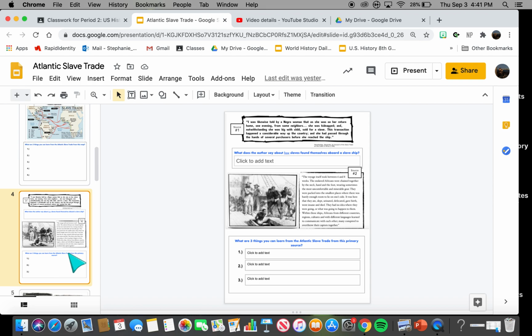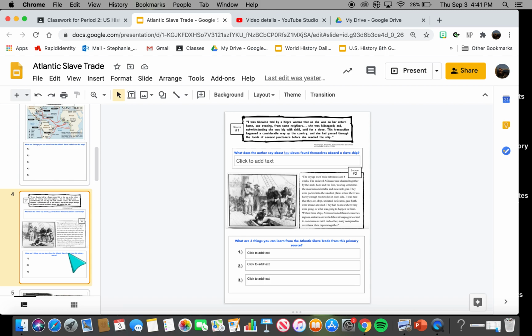Your next one is going to have a picture, and then it's also going to have little quotations. It's kind of a long one, so I'm not going to read it out loud to you, but you're going to look at the picture and you're going to look at the little words on the side, and then you're going to answer this question. What are 3 things you can learn from the Atlantic slave trade from this primary source? So a primary source means that it was made in the time period that you're studying. So what can you learn from this little reading right here and this picture?